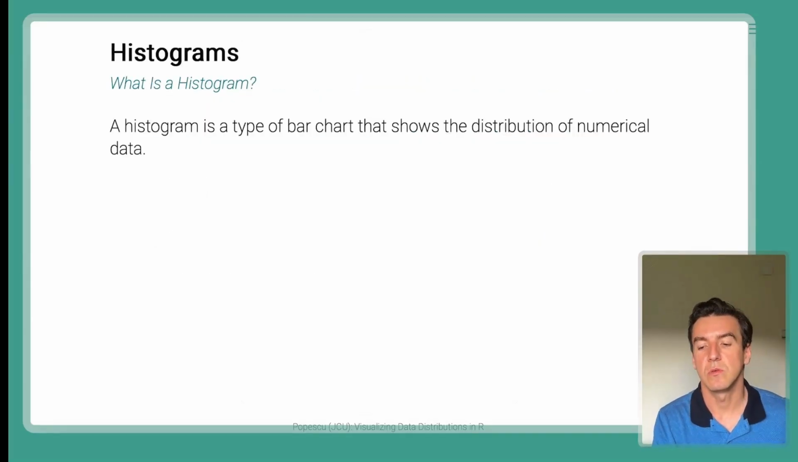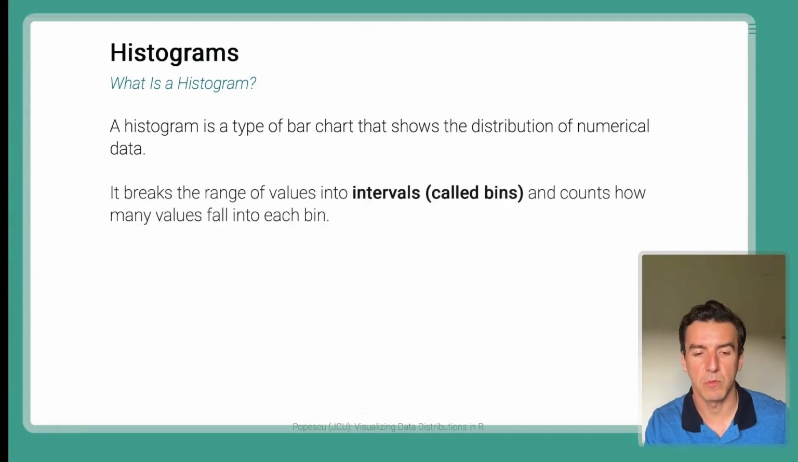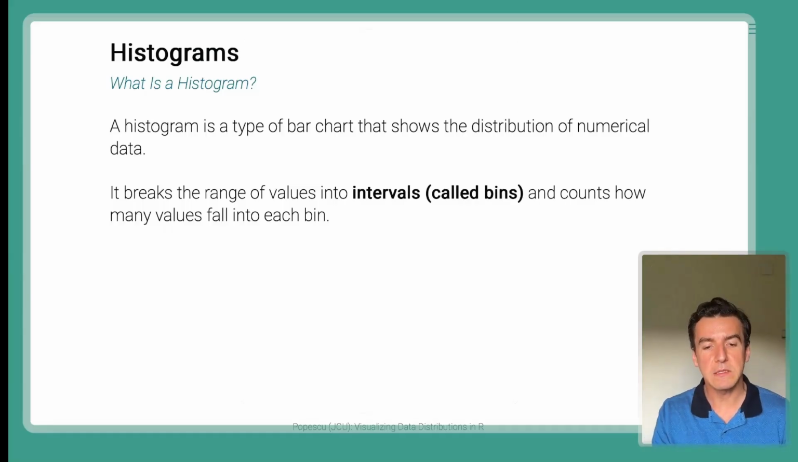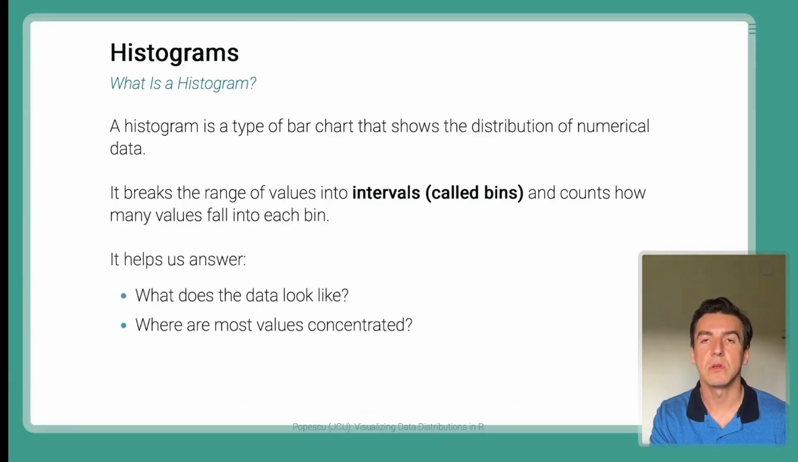Finally, this takes us to histograms. So what is a histogram? A histogram fundamentally is a type of bar chart that shows the numerical distribution of our data, shows the distribution of a numerical variable, to be more precise. So it typically breaks the range of values into intervals that are called bins, and then counts how many values fall into each bin. So it's helpful to look at a histogram because it allows us to understand what our data looks like and also where most values are located.